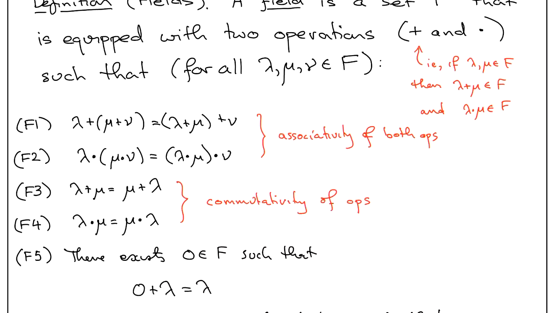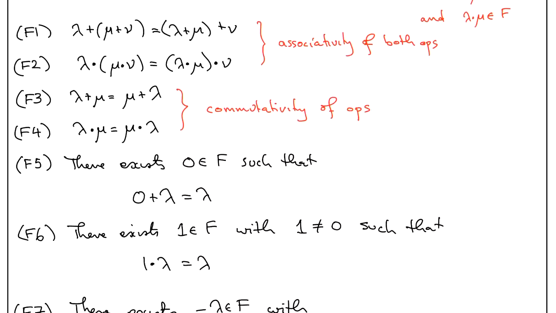So the first 2 are saying it doesn't matter how you group things. The next 2 are saying it doesn't matter which order you do the 2 things in. The next 2 are really building up to the idea of negatives, which are called additive inverses, and multiplicative inverses. But to talk about those, you need to have a 0 and a 1. So this one is existence of 0.